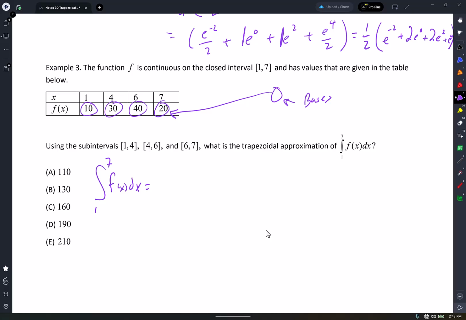I'm going to title it n equals 1, n equals 2, n equals 3. I have 3 trapezoids. Here's my n equals 1. My first base is 10, plus the second base is 30, and I'm going to multiply that by your delta x. What's the difference between 4 and 1? 3. Does everyone know where that 3 came from? That 3 came from 4 minus 1. I'll put it here for good notes. That 3 is 4 minus 1. That's your delta x for the first trapezoid.